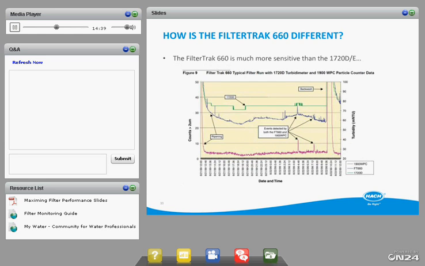However, if you look at the data series of the FilterTrack 660 and the particle counter, you'll see a lot of variation. We know that variation is happening, but the reason you're not seeing it in the 1720 series turbidimeter is that it's simply maxing out its level of sensitivity and is not able to detect those fine changes. That's why either a particle counter or a FilterTrack 660 is going to give that low-end sensitivity that you need in order to be able to detect those precursor events to particle breakthrough, or to filter rather.